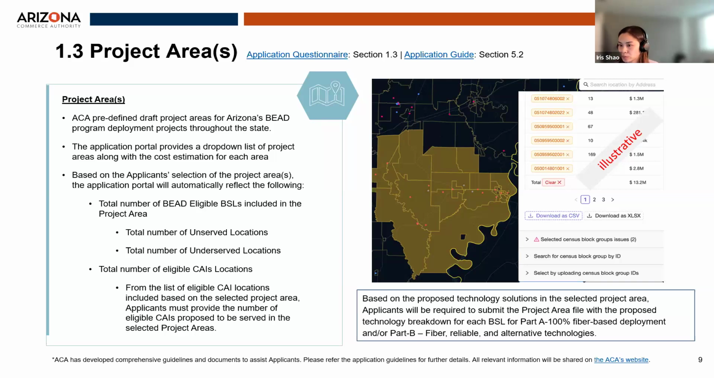And we'll show more about project areas and how to work the portal later. And we can move on to the next section.